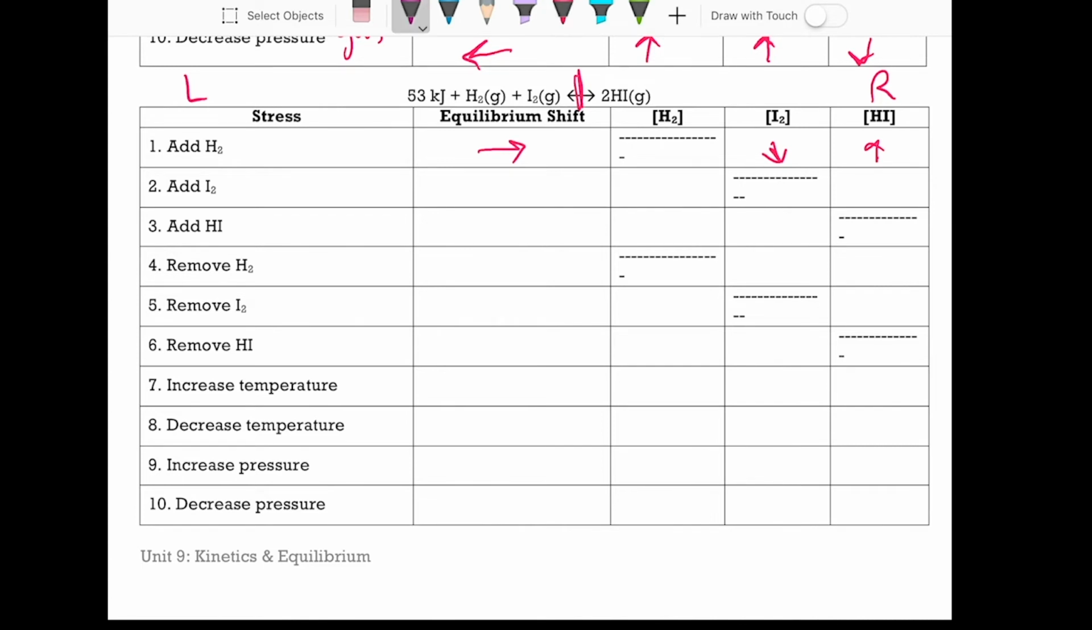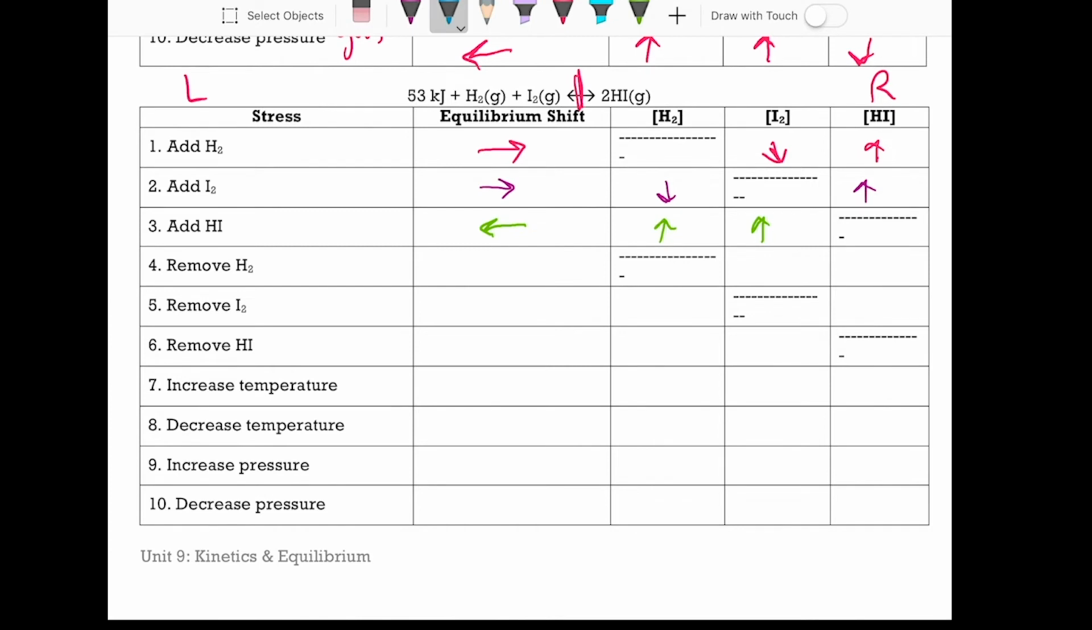If you add I2, you're still moving towards the right because the left side is now stronger. And now you're using your H2 and you're making your HI. If you add HI, now the right side is stronger, so you move towards the left. And when you're moving towards the left, you're making H2 and you're making I2, so both of those go up.